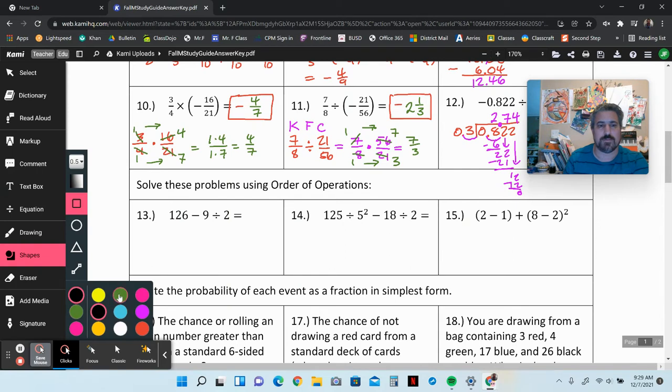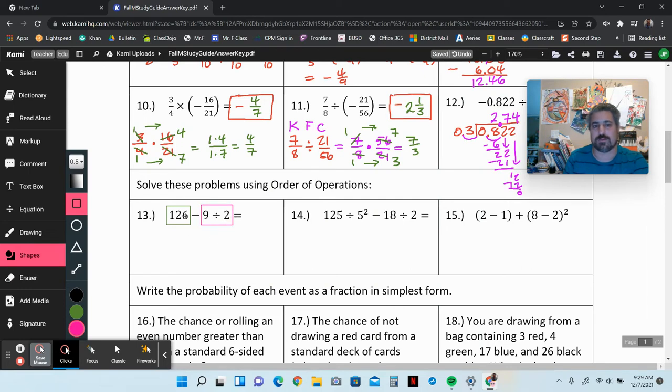So in this case, I see that I've got 126 as a value. That's its own value. And I've got basically take away 9 divided by 2. 9 divided by 2 is its own value. The separator is the subtraction sign there, right? So it's really 126, take away the value of 9 divided by 2.